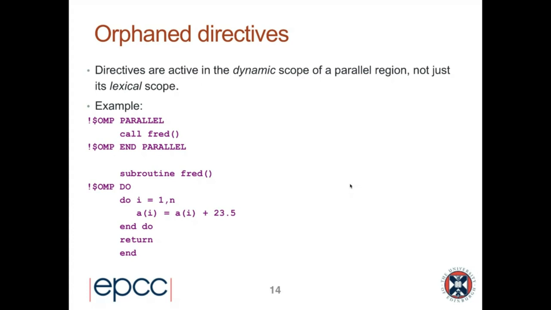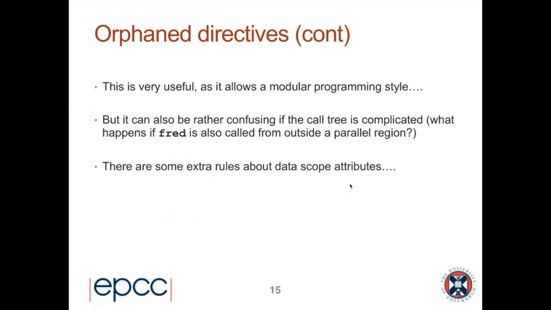So essentially, it means that we can do things like this. We can have a parallel region with a subroutine call inside it, and the subroutine may contain, for example, a loop with a work sharing directive. So the work sharing directive does not have to be in the same program unit as the parallel region which it belongs to. That's very nice because it allows us to preserve a modular programming style. It's a little bit complicated if the call tree is messy.